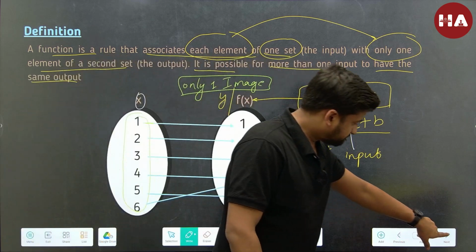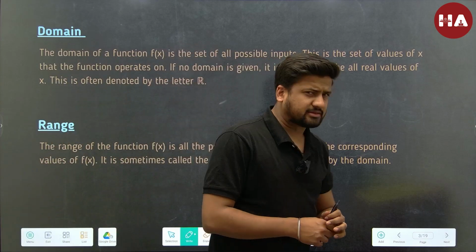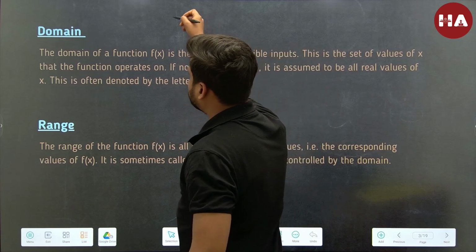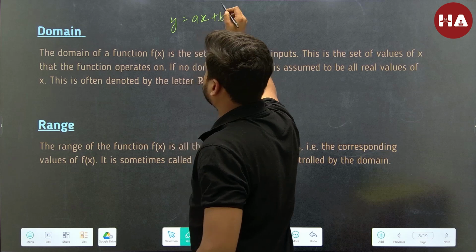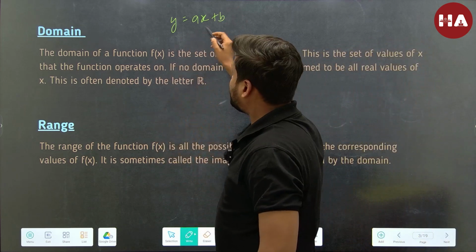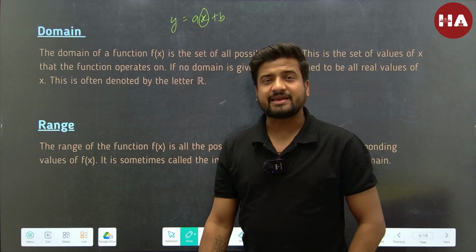Moving on to now, what is a domain and what is range? Honestly, I have already explained it to you, but let's just understand it again. Let's write a general linear equation, right? Okay, so now what is a domain? Domain are the values of x for which the function is defined.